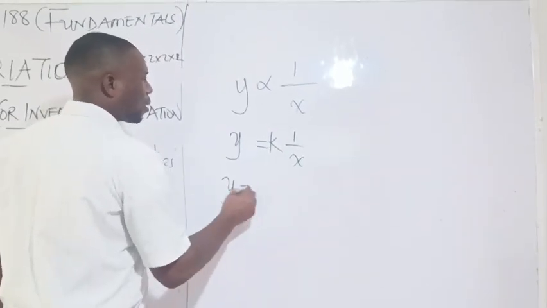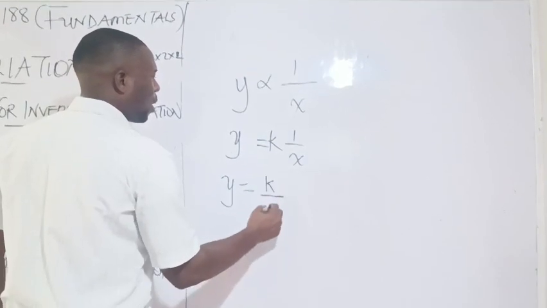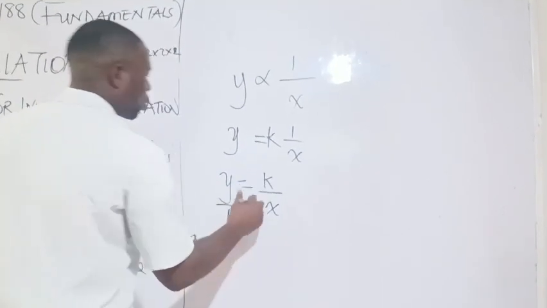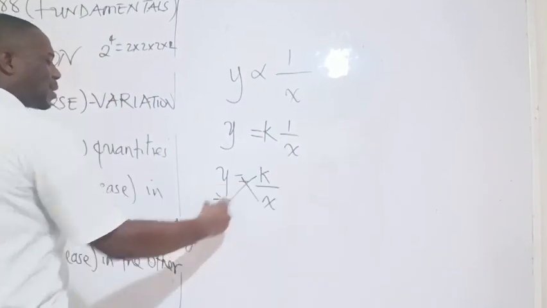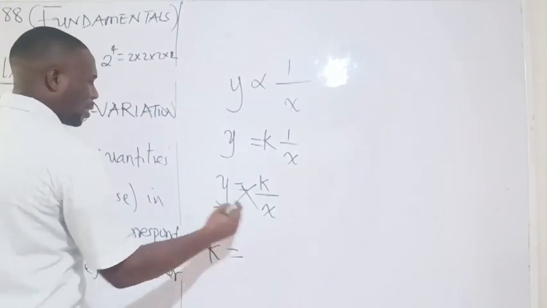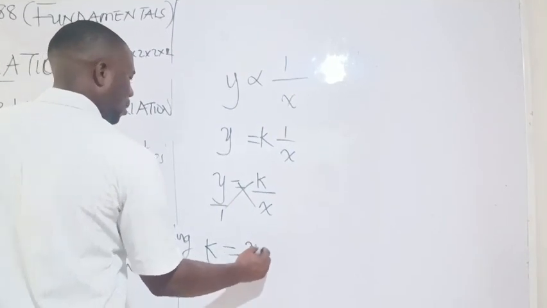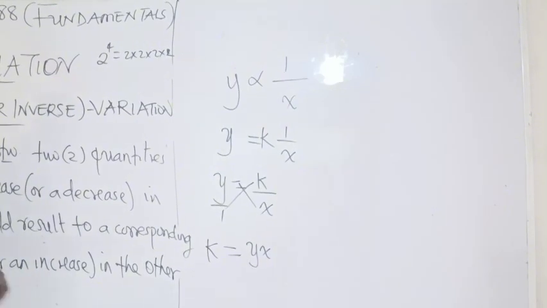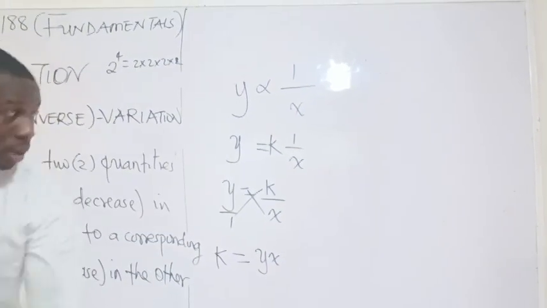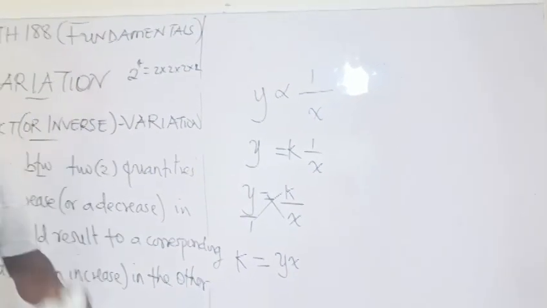So y becomes k times 1, which is k over x, and this is over 1. So I have a pair of ratios on the right and on the left. I could cross multiply. K times 1 gives me k, and k becomes y times x. So this is the k. You may beam this for a while, then I'll do an example.